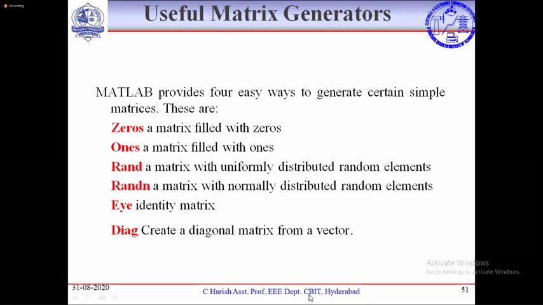RAND means randomly generated, uniformly random generated elements, and normally distributed random elements. These are some values normally distributed, uniformly distributed. I think these things you have learned in the mathematics itself. Identity matrix, you know. Again, if you want to convert the row matrix into a diagonal matrix, we are going to use a command called DIAG. DIAG will convert that matrix diagonally into a diagonal matrix.